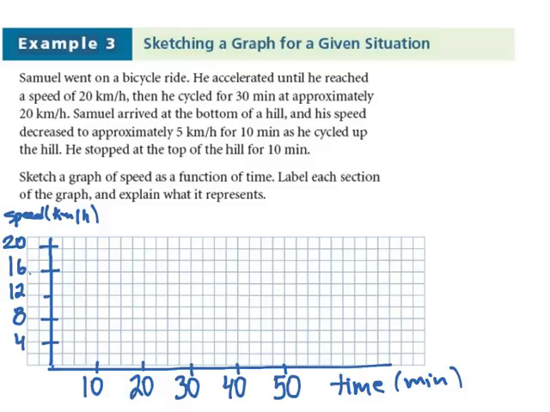Keyword, speed as a function of time, tells you that speed will be the y-axis, the vertical, and time will be the x-axis, the horizontal. X is the independent variable, and speed is the y, or the dependent variable. I've already taken the liberty to do the grid for us, and we'll start.